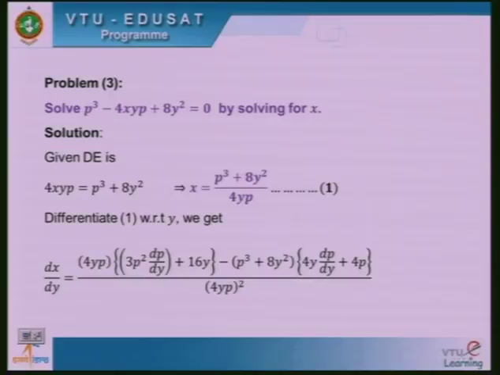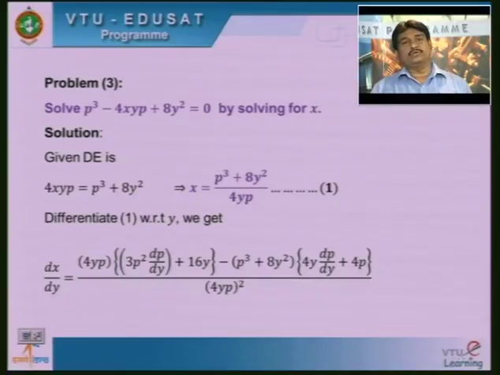I am going to continue problems on differential equations solvable for x, and I will also discuss equations solvable for y in this session. Problem number 3: solve p cube minus 4xyp plus 8y square equals 0 by solving for x.